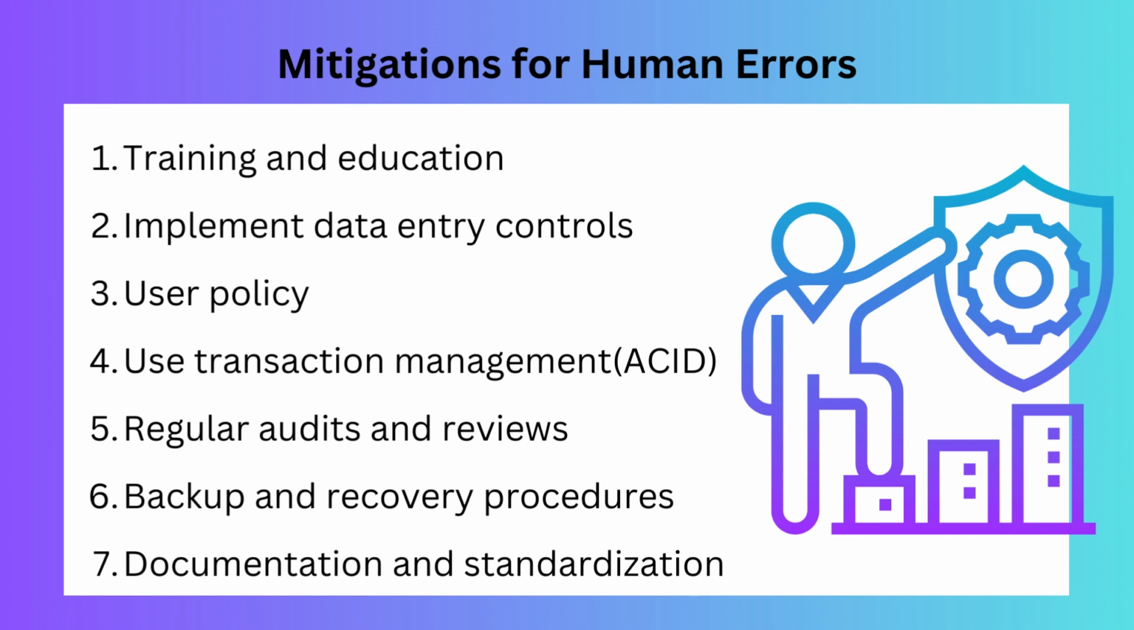Seventh is documentation and standardization. We need to maintain clear documentation of the database structure, database relationships, and data handling procedures. And we also need to standardize naming conventions, coding practices, and data entry guidelines so that all the team members follow the same standards, naming conventions, and coding practices, ensuring that data integrity is secured.